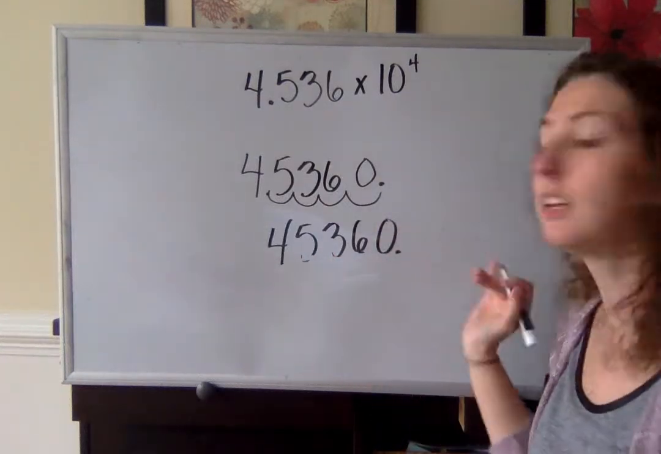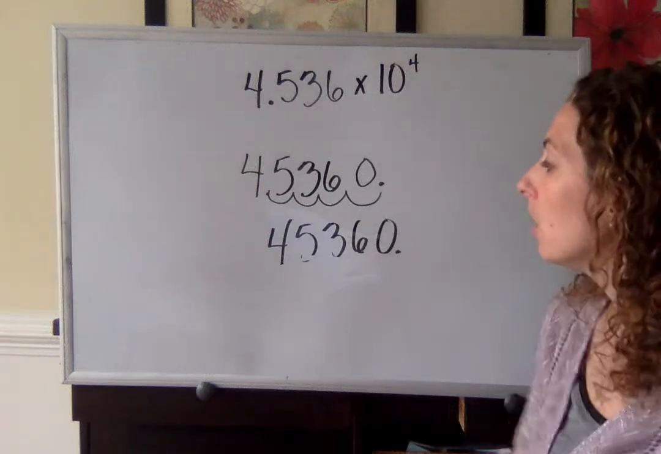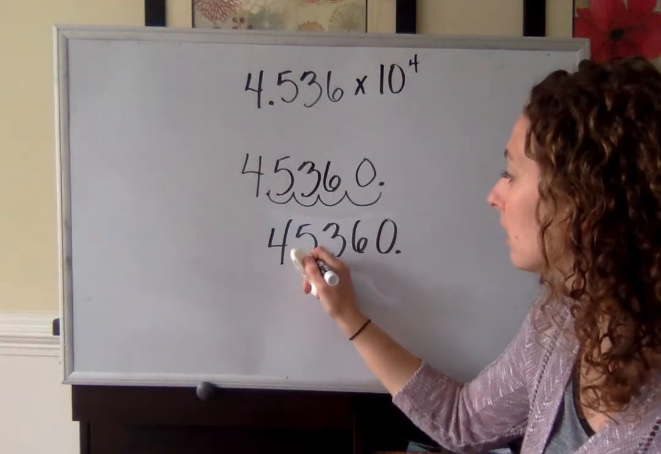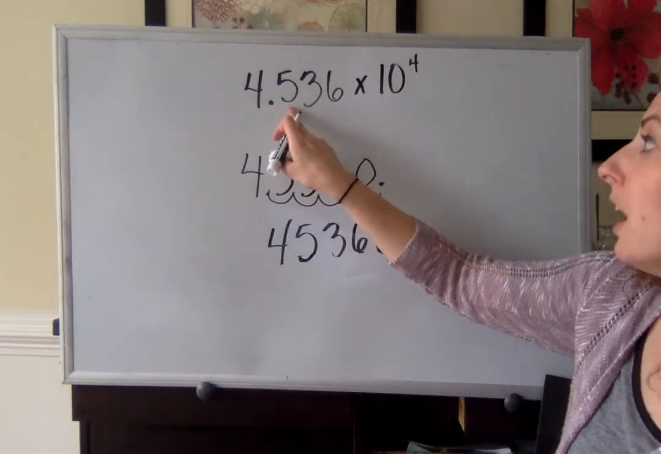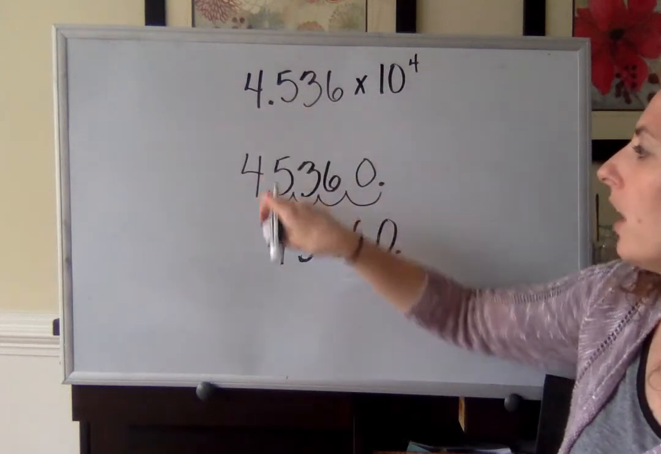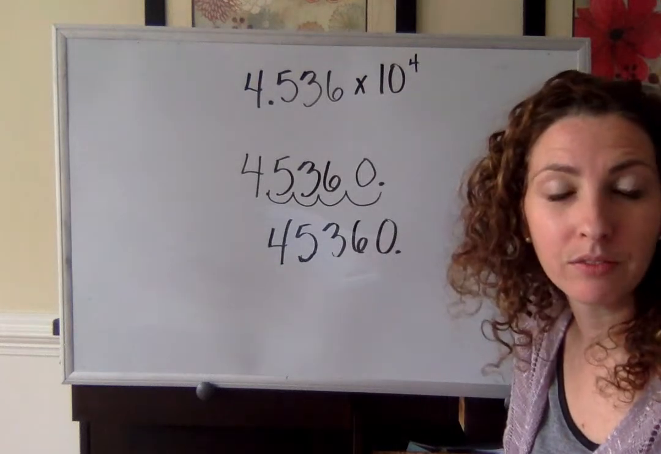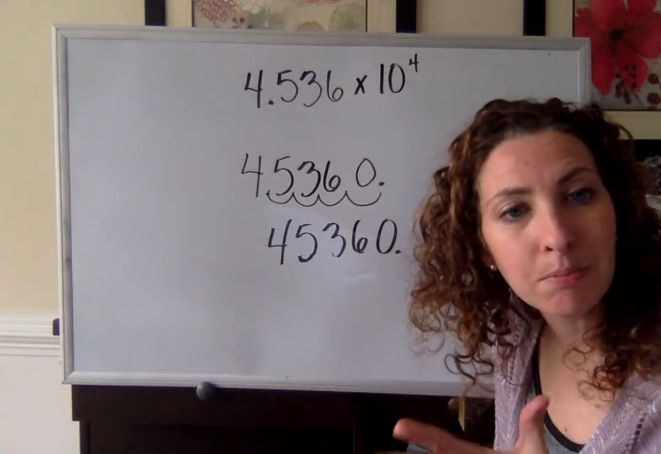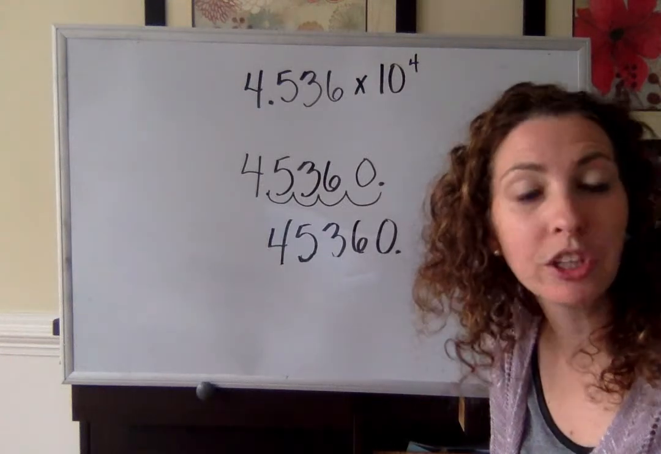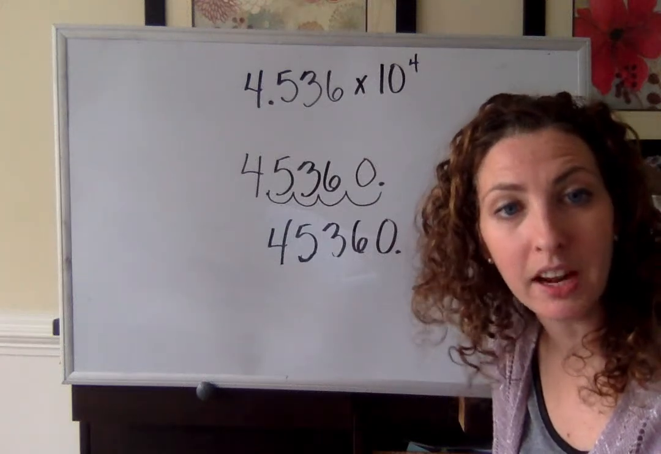Remember? Anything behind the decimal is less than a whole. All right? So look at that. We started at 4.5, okay? And we ended at 45,000 something. Now, you won't always have to add a space. It depends on what your exponent is, but just be aware that that might pop up a couple of times.